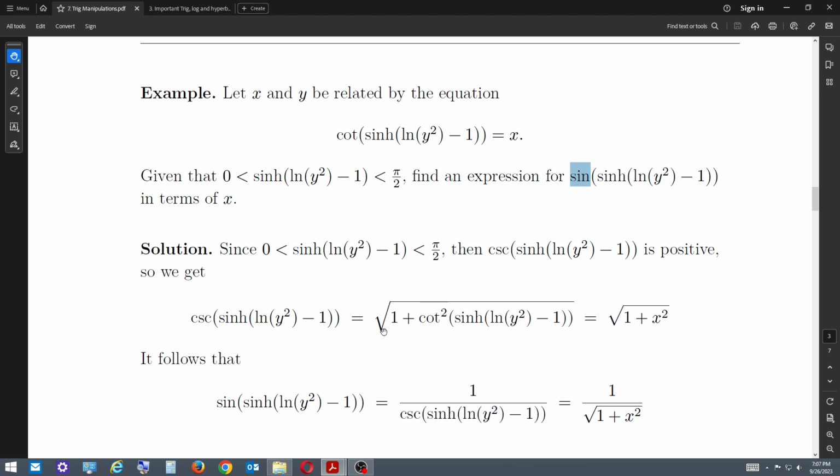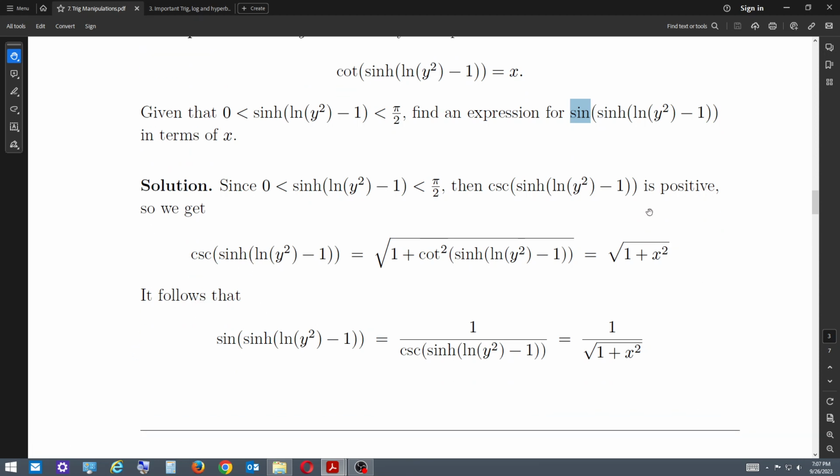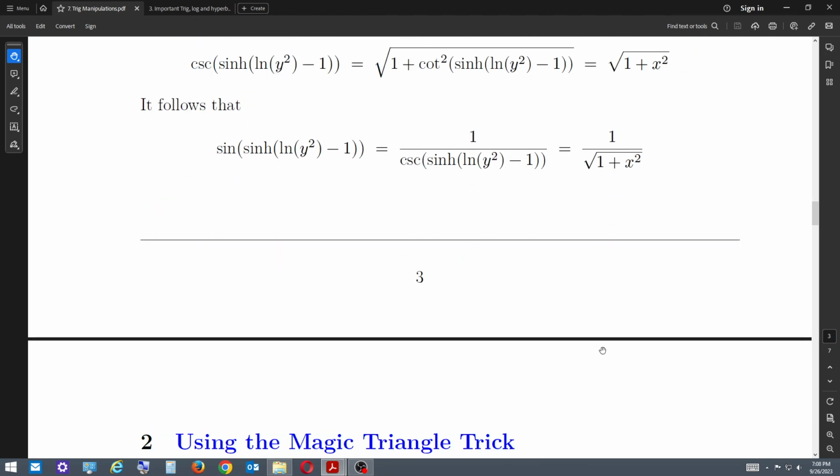So cosecant is the positive square root of 1 plus cotangent squared of the angle, so it's just the positive square root of 1 plus x squared. And to get sine, we just take the reciprocal of cosecant, so the answer is just 1 over the square root of 1 plus x squared. Alright, and that's all there is to it.